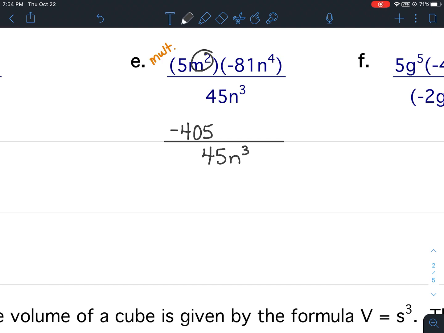Notice how I have just one m term, which means I just bring it down. So m to the second. If there was an m in the other monomial, then I would add the exponents. But because there's only one m term, I just bring it down. Same thing with the n. There's only one n term, so I just bring it down.